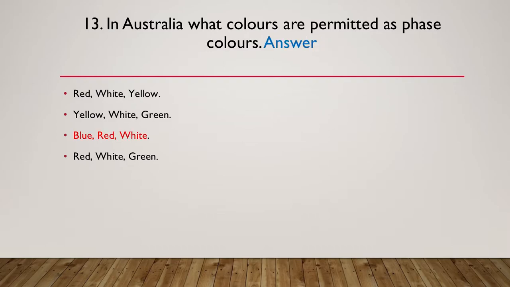So the answer is blue, red, white. They're the only ones permitted. The first one was red, white, yellow. Yellow's not permitted. The next one was yellow, white, green. Yellow and green are not permitted. And the final one was red, white, green. Again, green not permitted. So green and yellow, or any combination, are not permitted for any other purpose than to indicate protective earth.